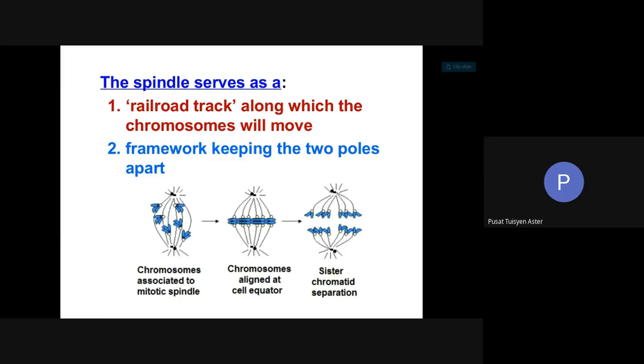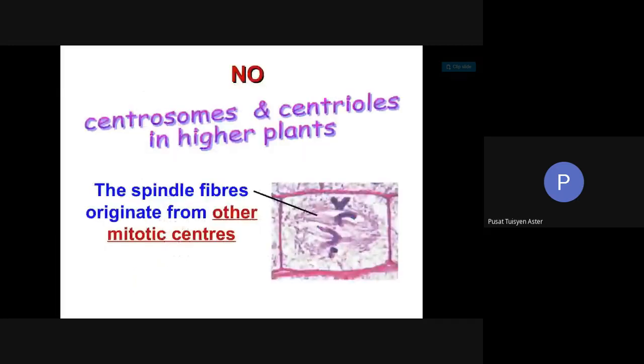Ni sister chromatid separation. Ni semua dia punya process lah, right? The prophase, and then middle one is metaphase, and then akhirnya is telophase, macam tu lah. So this is how it will be done. No centrosomes and centrioles in higher plants. The spindle fiber originates from other mitotic centers. Okay, so meaning plants tak ada centrosome and centrioles, yet they carry out mitotic cell division. Macam mana? Because they get spindle fiber from other mitotic centers.